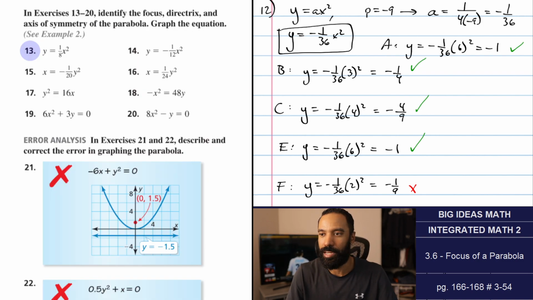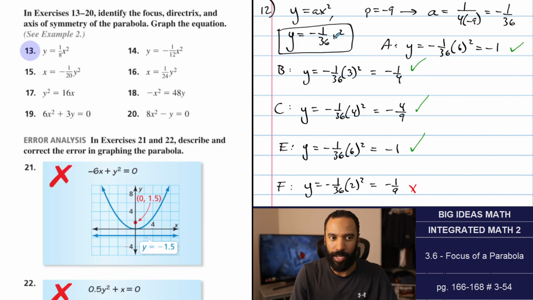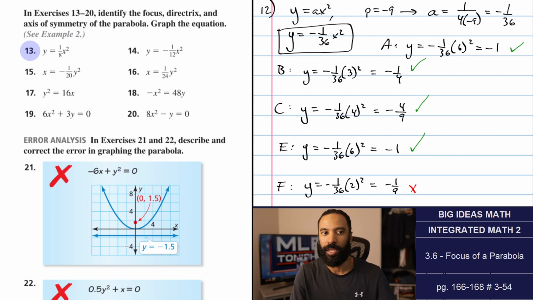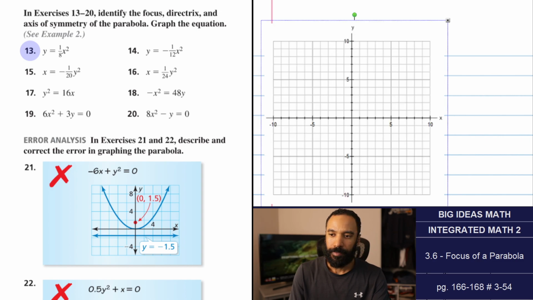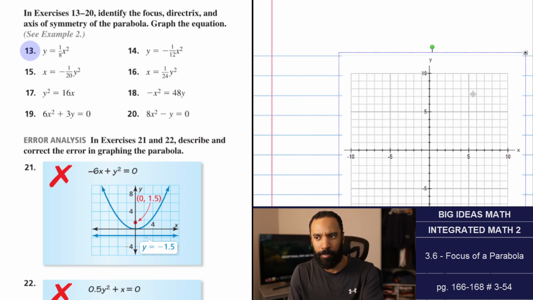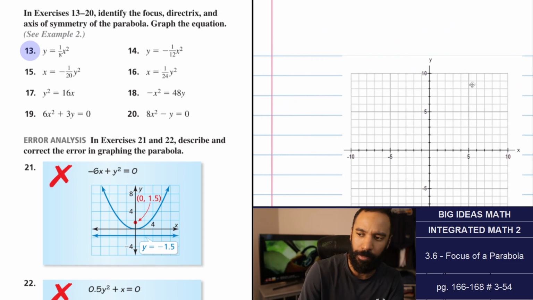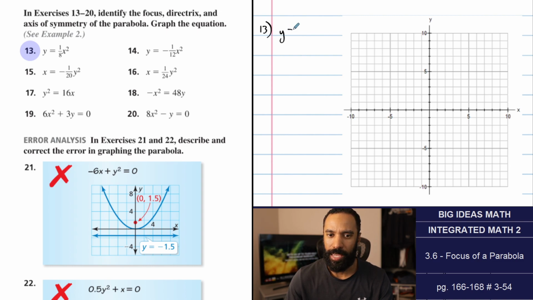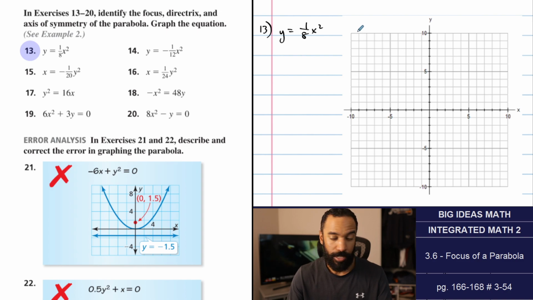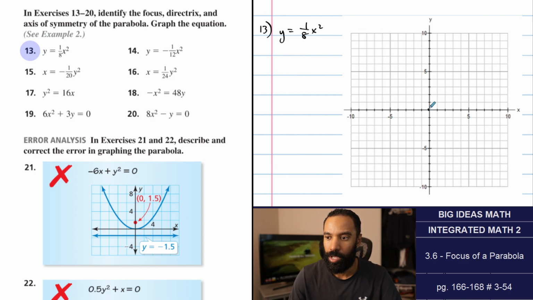13 to 20. Let's identify the focus, directrix, and axis of symmetry of the parabola, and we're going to graph the equation. I'm going to begin with the graph, and I want to make sure that it still makes sense what these things are, so I'm going to use these graphs for it. On number 13, we have y equals 1/8 x squared. The vertex is at the origin, so I'm going to leave it there, at 0, 0.